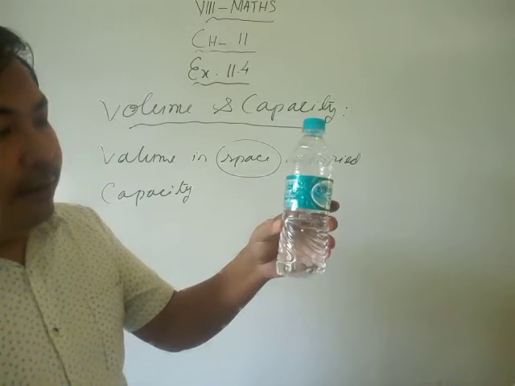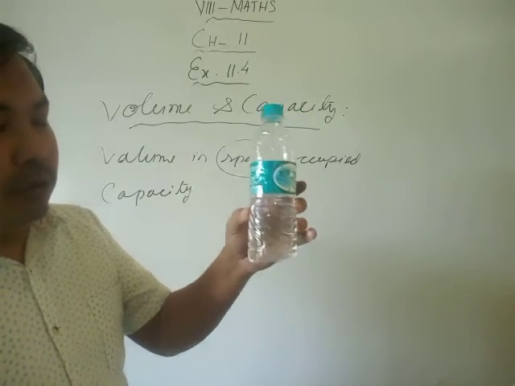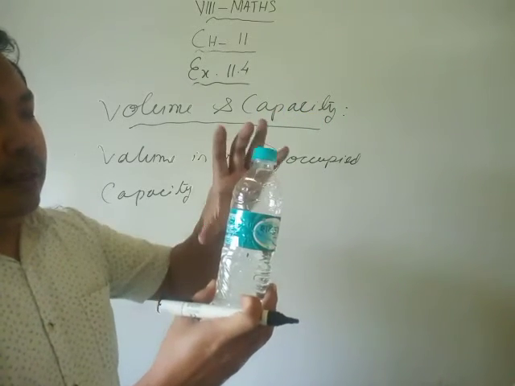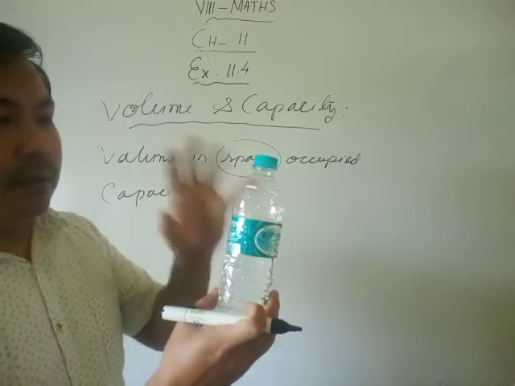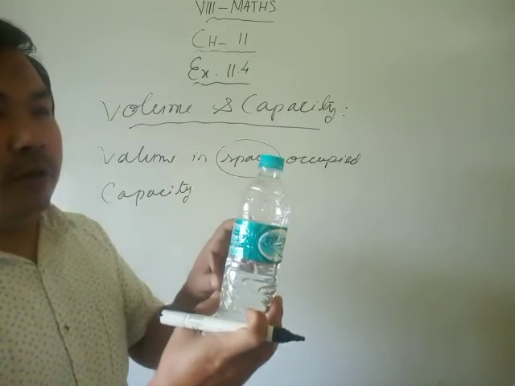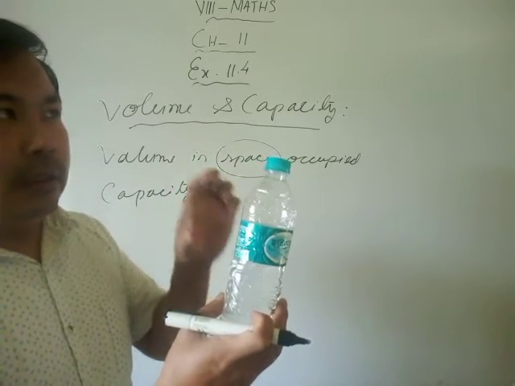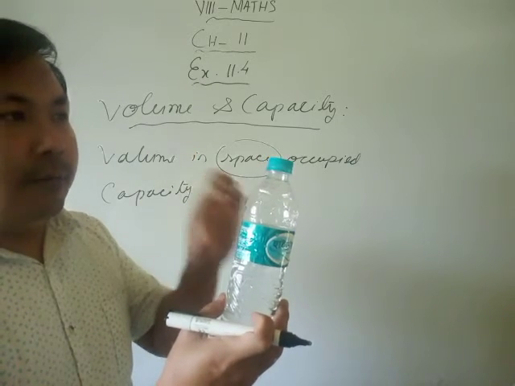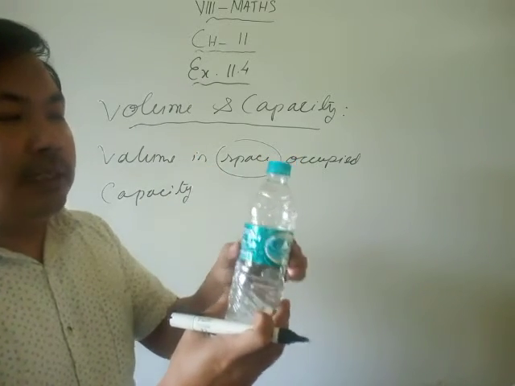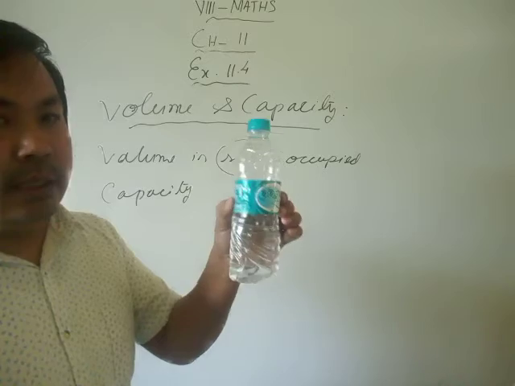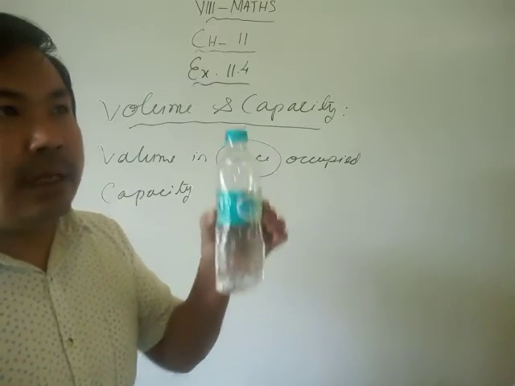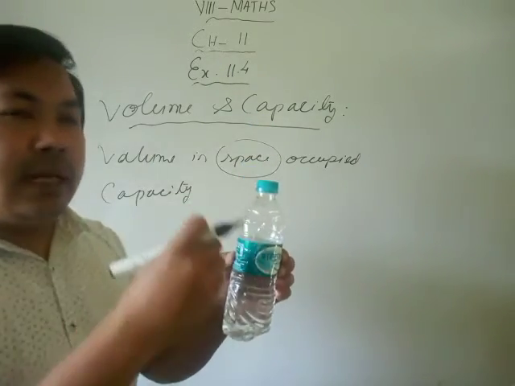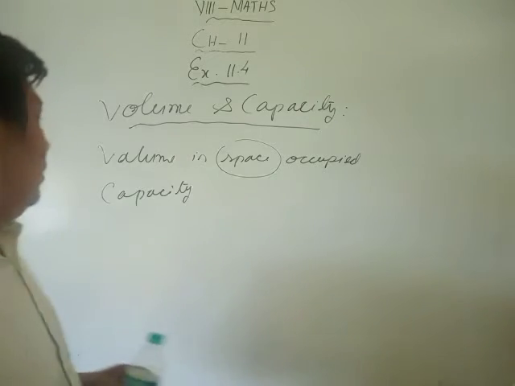This bottle has the capacity of half a liter. So half a liter of water, half a liter of quantity, can be held by this bottle, by this container. It is called its capacity. How much it can hold, how much it can contain is called its capacity.